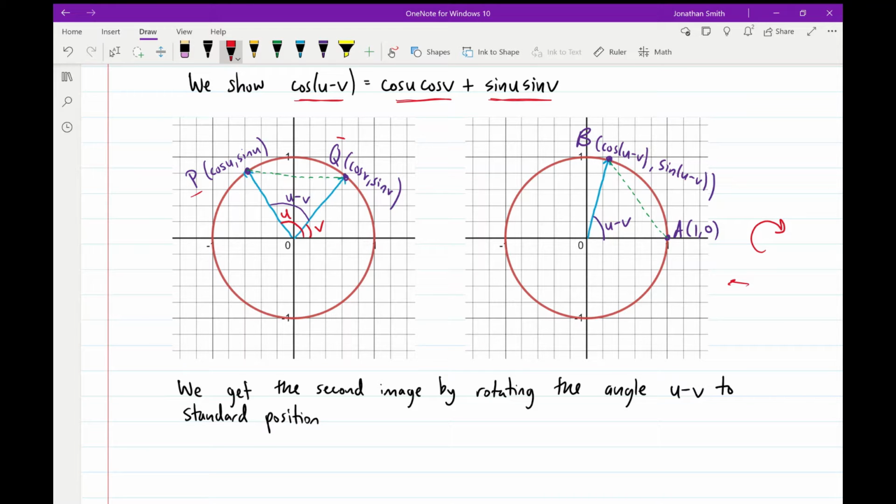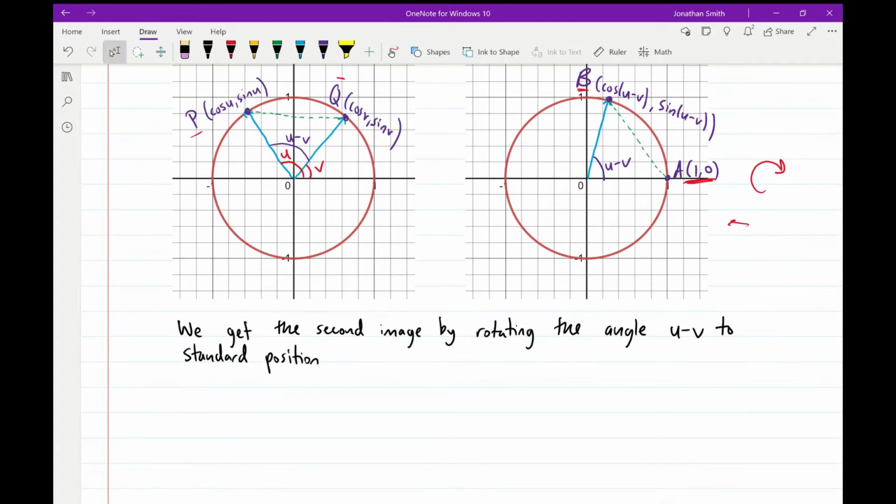Now I get these new points out on the unit circle. I get this point B, which is cosine of u minus v, sine of u minus v. Those are the coordinates; this follows by definition. And the point Q, when I rotate it, goes down to this point A, which is just the point (1, 0). So we get this second image by taking that angle u minus v and rotating it over to standard position.